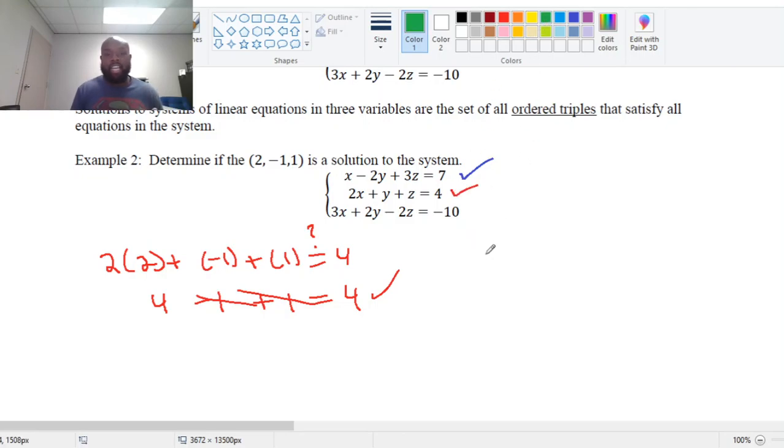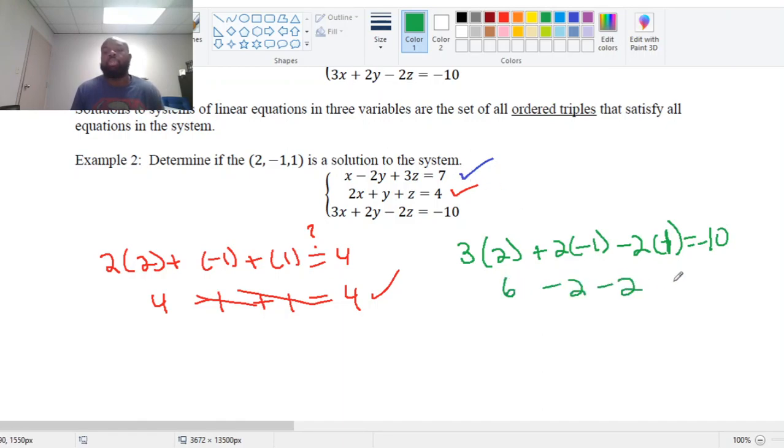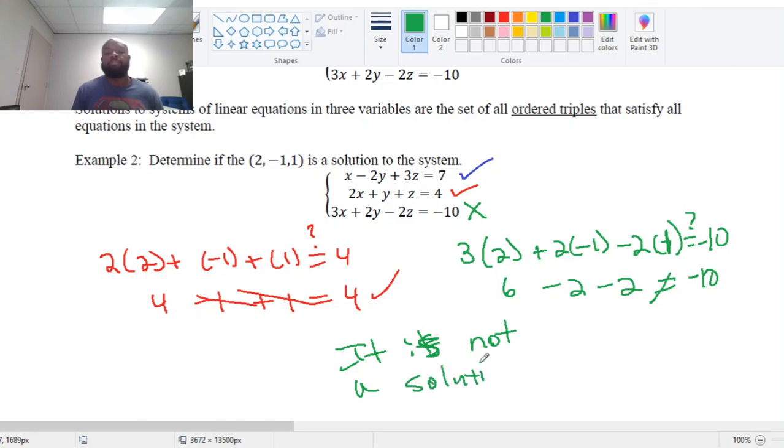Let's see if it satisfies this last equation. I'm going to plug in 2 for x, -1 for y, and 1 for z, and we want to see if that equals -10. Let's simplify. That's going to be 6 minus 2 minus 2. That does not equal -10. That is, 2 does not equal -10. So since it doesn't satisfy this equation, it is not a solution to the system.